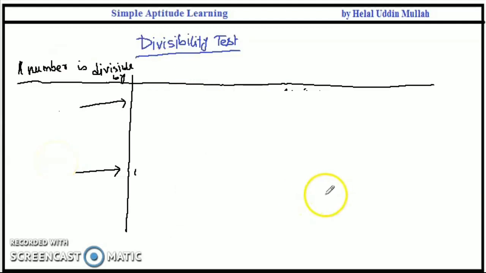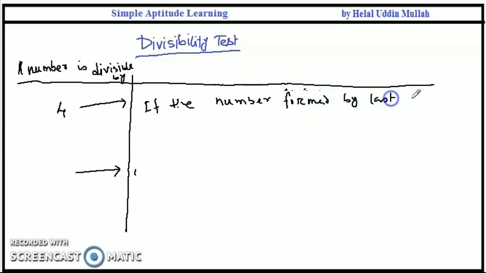Now if we check the divisibility test for 4, it is stated that a number is divisible by 4 when the number formed by the last two digits is divisible by 4.